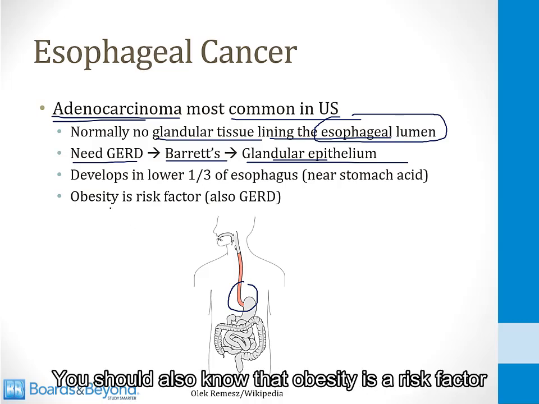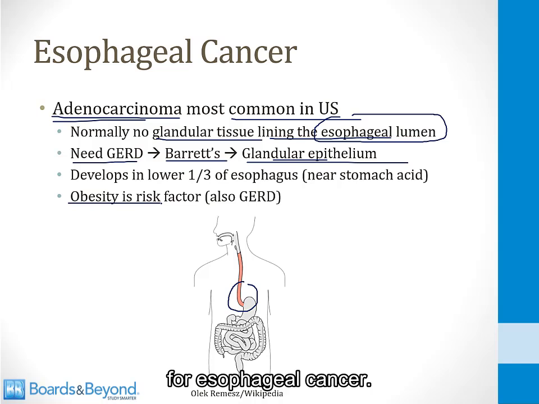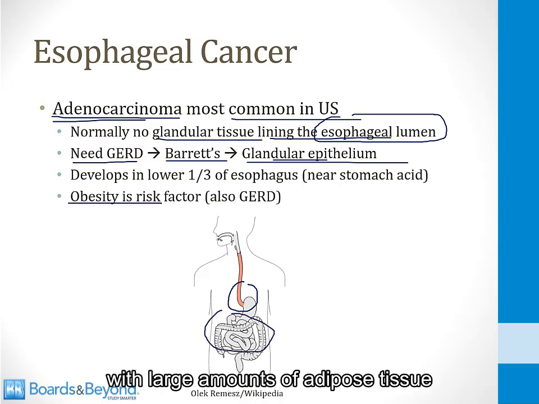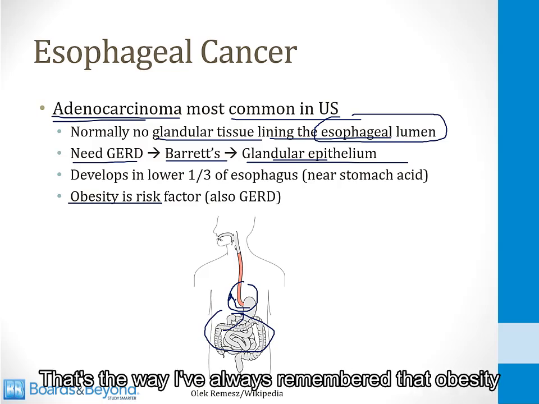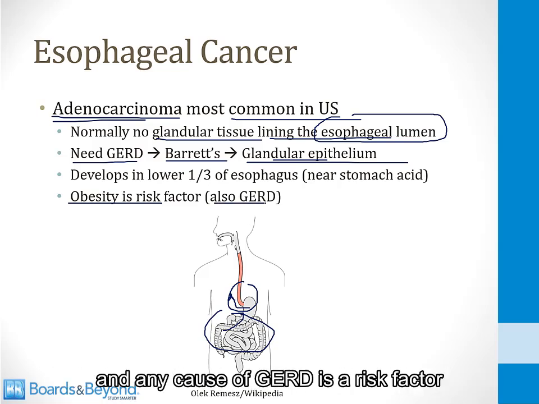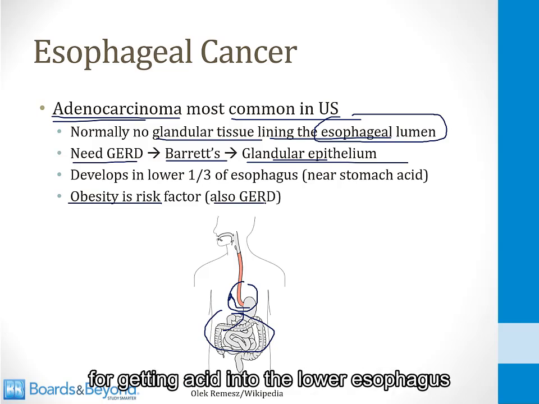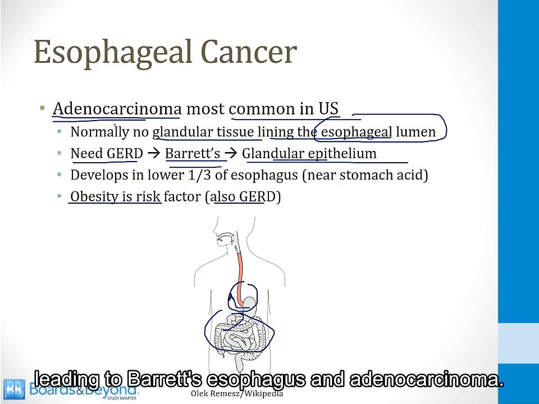You should also know that obesity is a risk factor for esophageal cancer, and you can just think of a patient with large amounts of adipose tissue pushing on their stomach and shoving all that acid up into the esophagus. That's the way I've always remembered that obesity and any cause of GERD is a risk factor for getting acid into the lower esophagus, leading to Barrett's esophagus and adenocarcinoma.